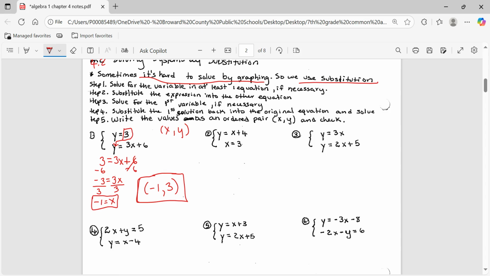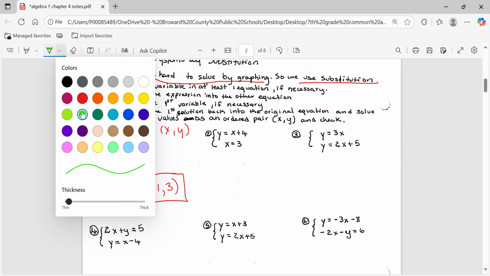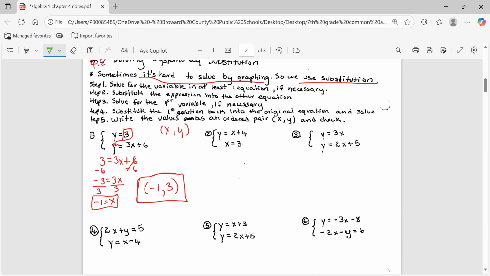And if you want to be sure, check. You should be able to tell your answers before I do. Y is 3. And then in the second one, we would put in 3 is equal to 3 times negative 1 plus 6. I'm using the y equals 3x plus 6 here. And so 3 is equal to negative 3 plus 6. So 3 is equal to 3. Yes, I know my solution is correct.